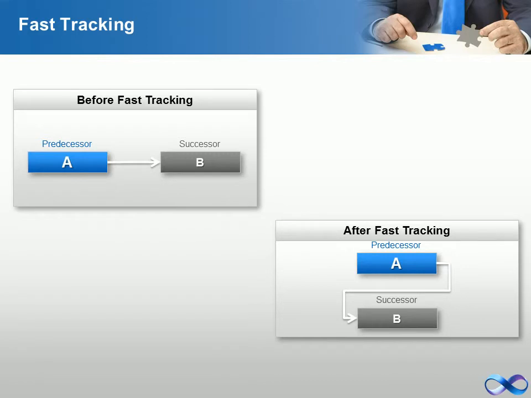Activities are replanned to perform in parallel or partially parallel. It does not cost you any extra money. It increases the risks.